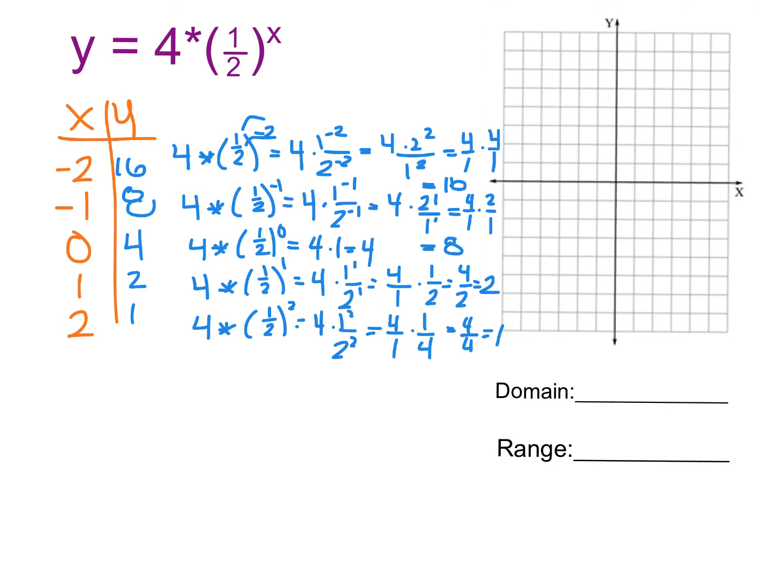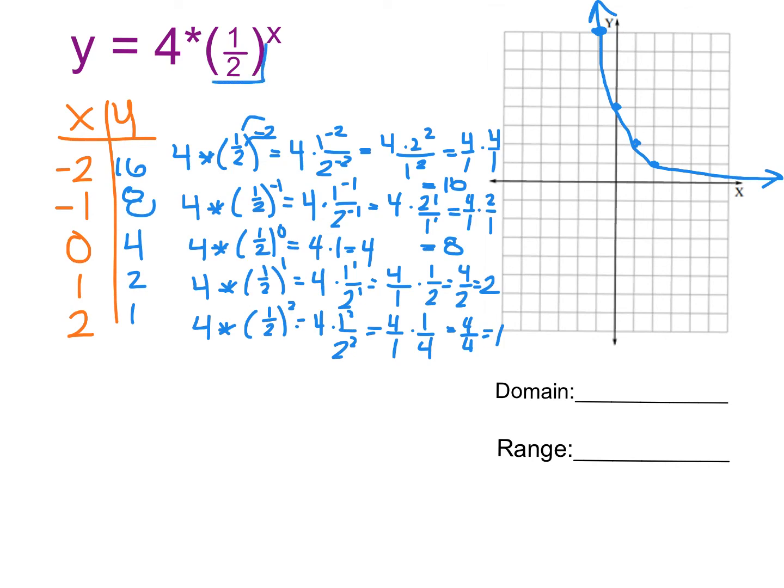So if we graph this, (-2, 16) doesn't fit, but (-1, 8) does fit, so we'll put that there. (0, 4), (1, 2), (2, 1). We can see it curving down here and getting very, very close to our x-axis. So there is our graph. Now we can see if we read this graph from left to right that it's going down over time and getting very, very close to that x-axis.